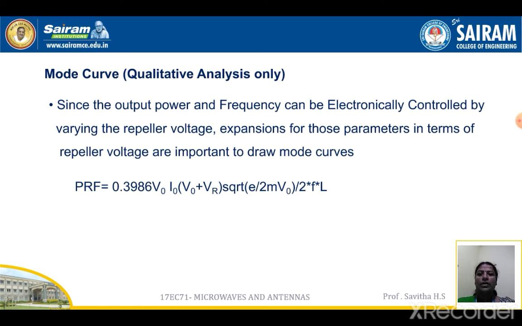Next we come to the mode curve. Since the output power and the frequency can be electronically controlled by varying the repeller voltage, expressions for these parameters in terms of repeller voltage are very important to draw the curves. So P_RF = 0.3986 V0 I0 (V0 + VR) square root of (e / 2m V0) divided by 2 π f L.